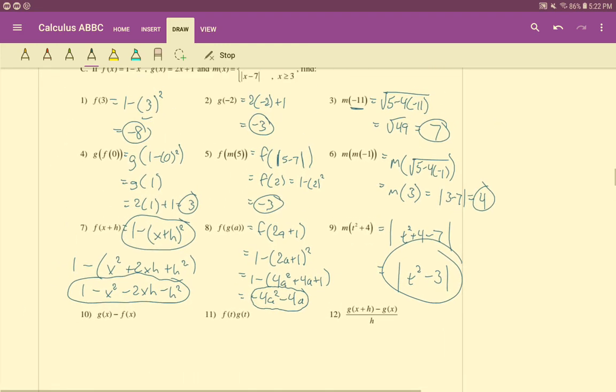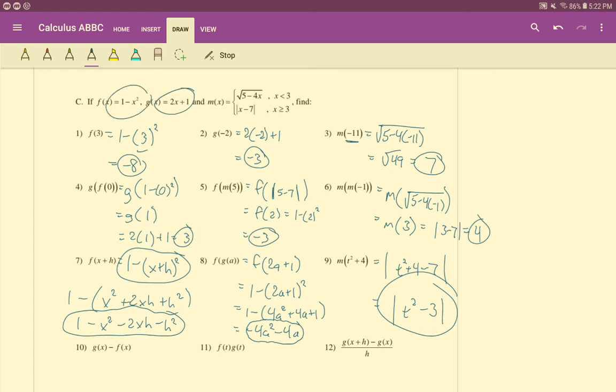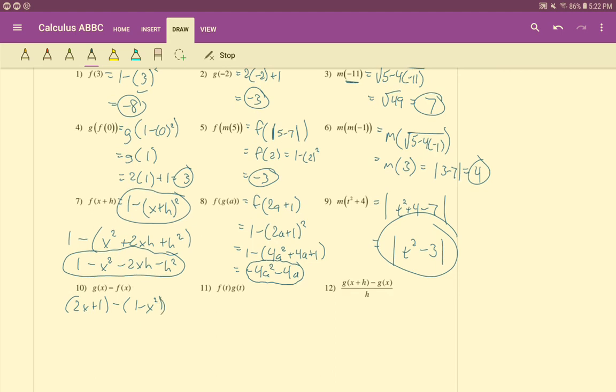All right, number 10 is g minus f. So we're just going to take this function and subtract this function. Okay, so it's just going to literally be 2x plus 1, if you like, put parentheses around it, minus, definitely put parentheses around the f here, so you don't forget to distribute that minus sign. So minus 1 plus x squared, right, is what it becomes. So it becomes x squared plus 2x, and then 1 minus 1 cancels out, and you're left with just x squared plus 2x. Again, up to you if you want to factor the GCF out there.